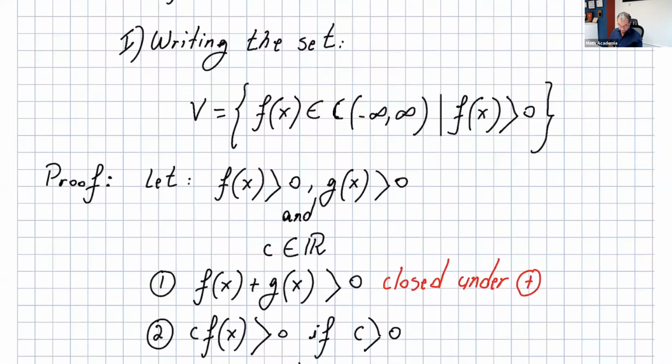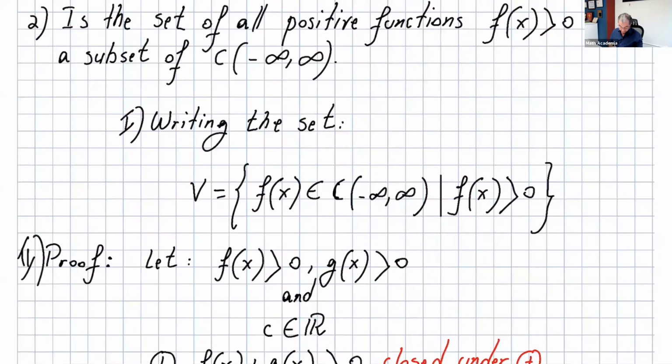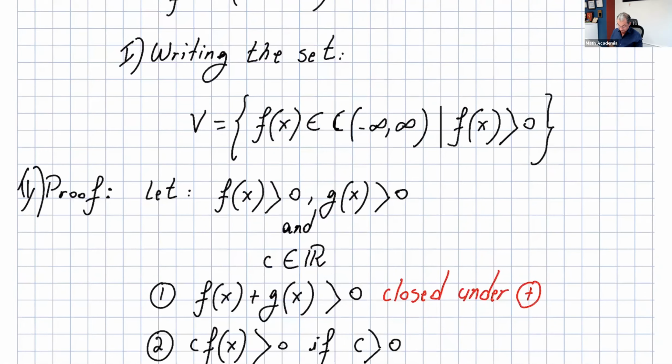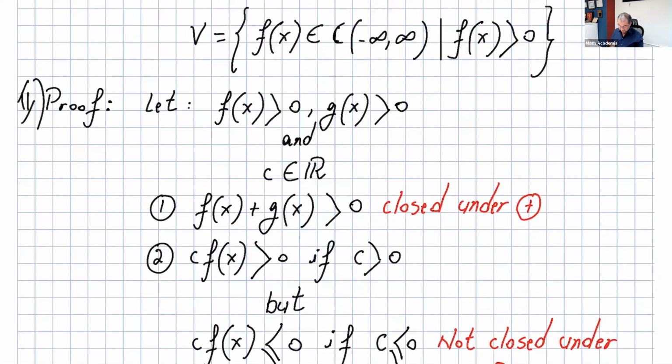Now let's start the proof. Part 2. f(x) is greater than 0 and g(x) is greater than 0. So we pick two functions, just like before, and our constant, the scalar. We check f(x) plus g(x) is positive. If you have two positive functions, the result will be positive, so it's closed under vector addition.